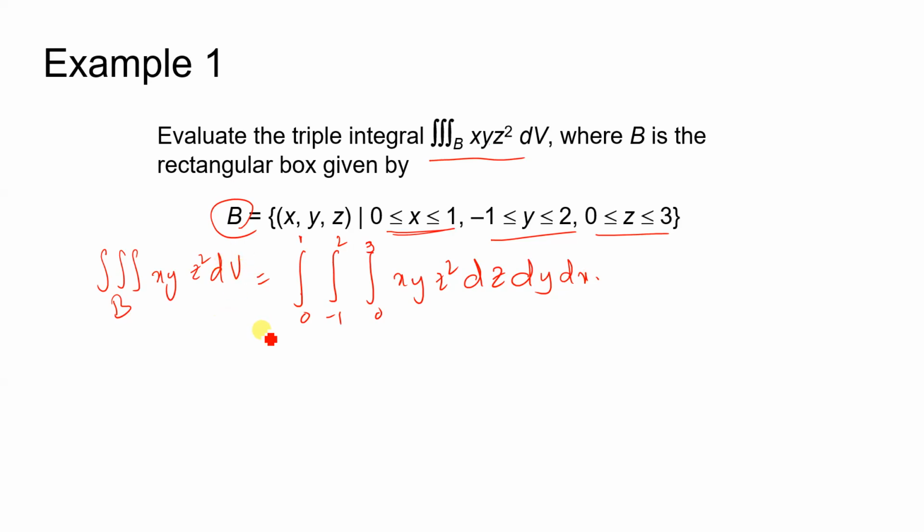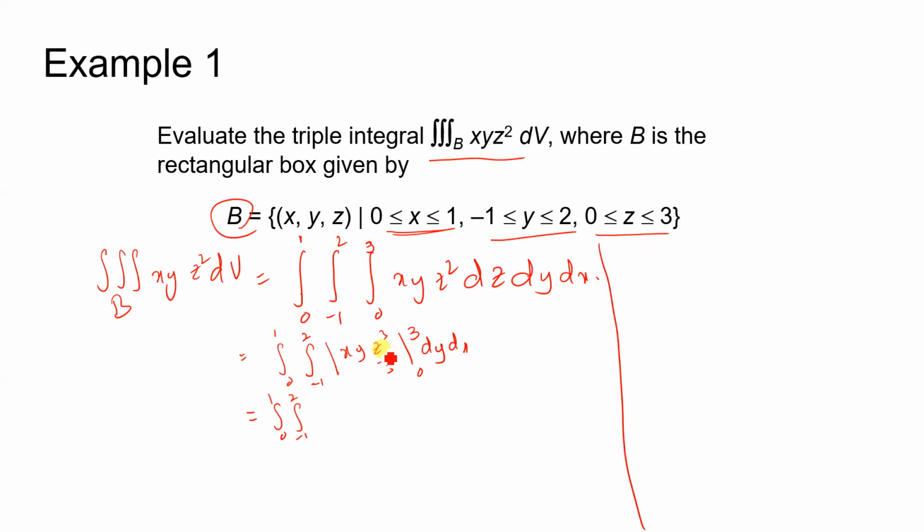And this is equal to, first of all, we have to integrate this with respect to z, keeping x and y constant. So we have 0 to 1, negative 1 to 2, and we have z squared here. The integral of z squared is z cubed over 3. So xy z cubed over 3, from z equal to 0 to z equal to 3, dy dx. And this is equal to 0 to 1, negative 1 to 2.